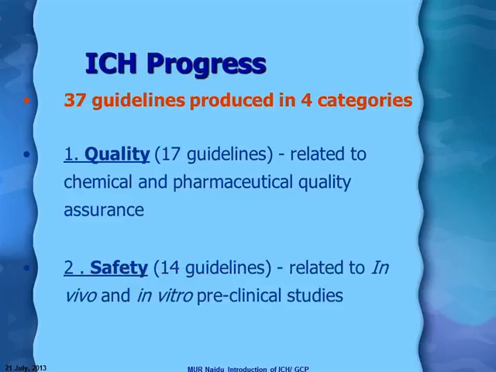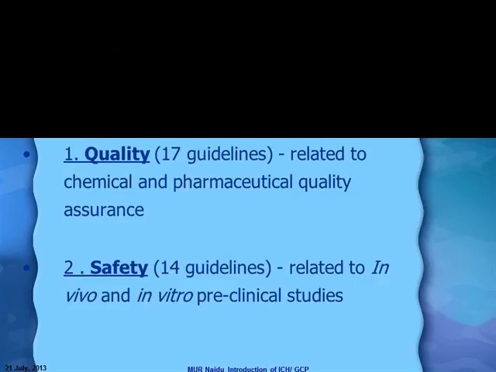There are 37 guidelines which are produced and distributed in 4 categories. First is quality, for which there are 17 guidelines which are related to the quality of chemicals and pharmaceuticals. As per GCP, they have to be produced under good manufacturing practices. The second category is safety, which includes 14 guidelines which are related to in vivo and in vitro preclinical studies.